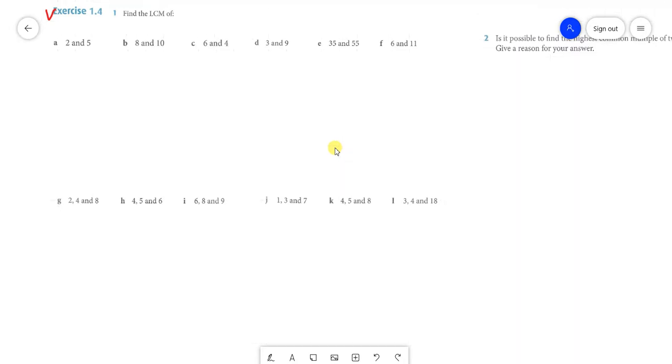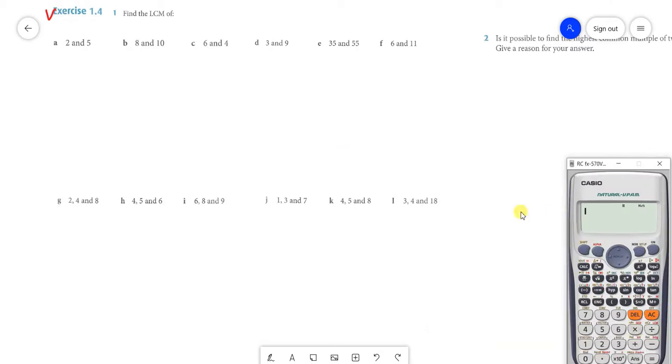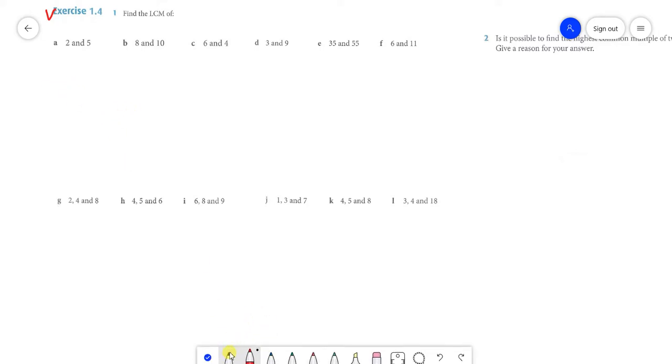Alright, so we need the calculator. Starting with 2 and 5, I'm going to use black. I think it's too congested. Okay, no problem, I'll fix it later.